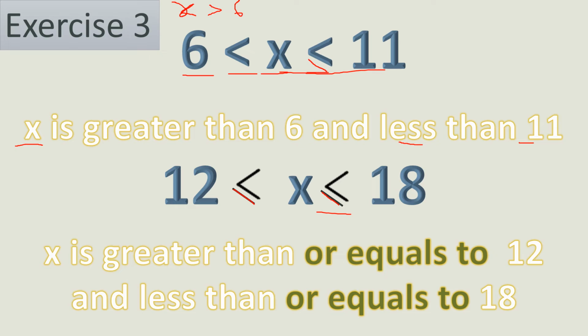So x is greater than or equals to 12. So x could be greater than or it could be 12. And x is less than or it could be also equals to 18. So the possible integers value that x could be would include 12 and the numbers between 12 and 18, and it will also include 18 itself because we aren't sure if x is less than or equals to 18. So it's better that we write the 18 here too.